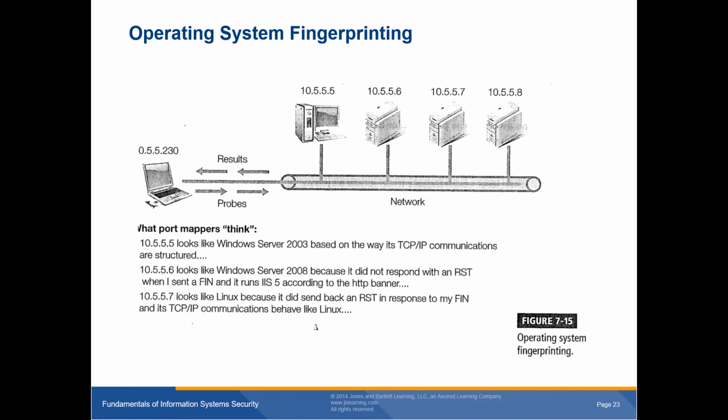Operating system fingerprinting. By determining the operating system on each host, the attacker can determine what vulnerabilities may exist and what attacks can be used to exploit these vulnerabilities. So I believe this should be 10.5.5.230. You can see I actually cut it off when I copied it. The probes go into the network, and what the port mapper thinks is 10.5.5.5 looks like Windows Server 2003 based on the way its TCP/IP communications are structured. 10.5.5.6 looks like Windows Server 2008 because it did not respond with the reset packet when I sent a FIN, and it runs IIS 5 according to the HTTP banner running on it.